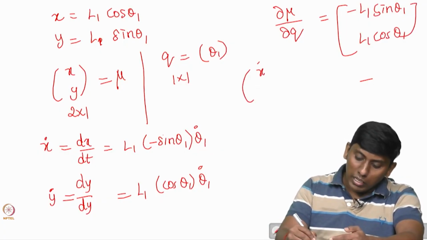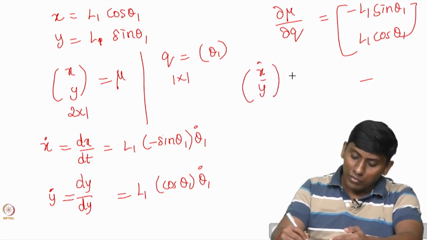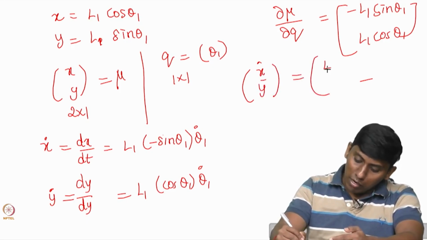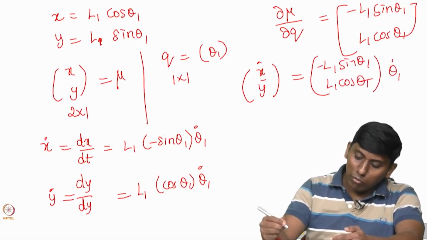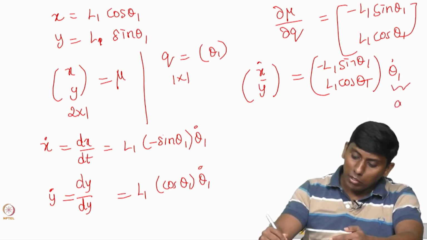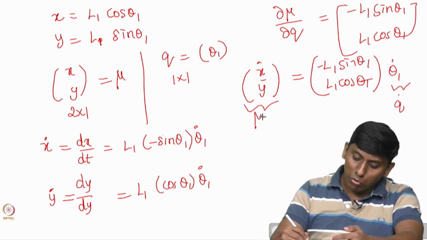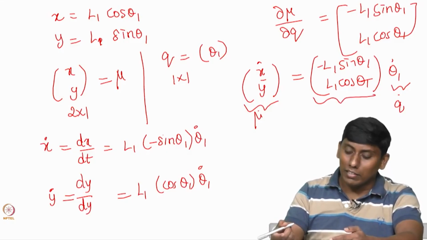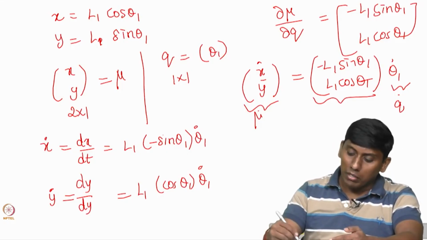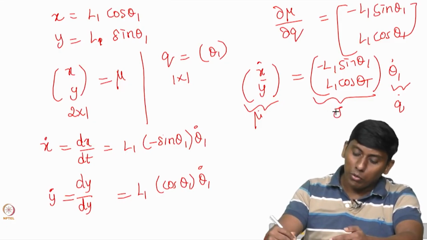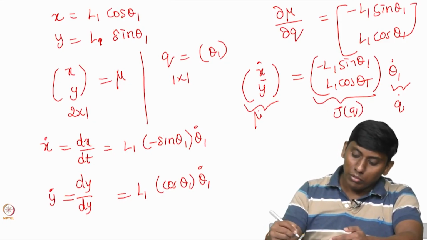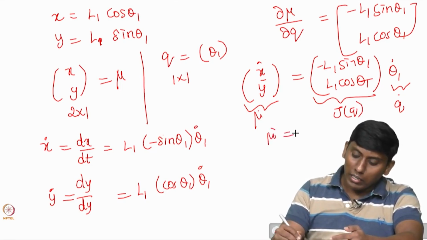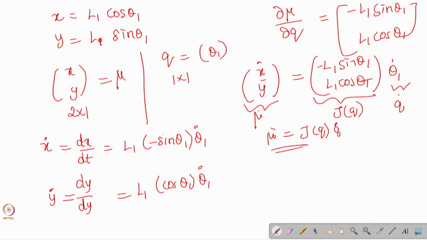So x dot, y dot, you take it to one side. What you can see is minus L1 sin theta 1, then L1 cos theta 1, and this whole is multiplied with theta 1 dot. What is this? This is nothing but q dot. What is this? This is nothing but mu dot. What is this? This is a matrix. In this case it is a simple 2 cross 1, but this is a Jacobian matrix. So this is J of q. So mu dot I can write as J of q into q dot. This is the way we can relate.